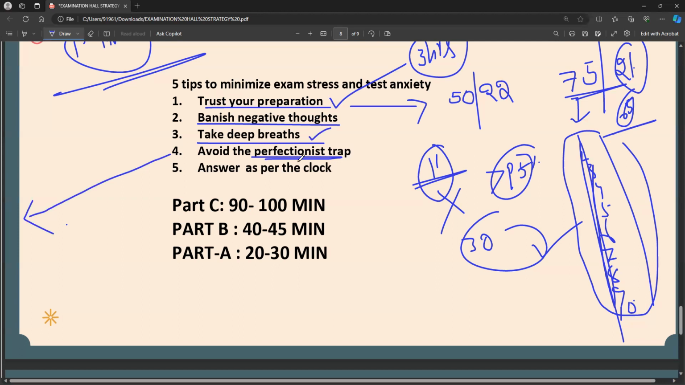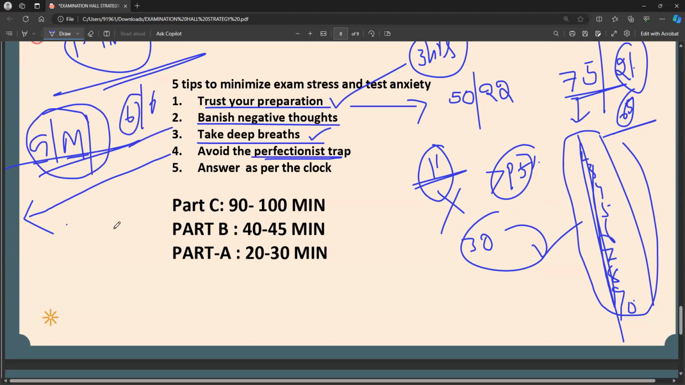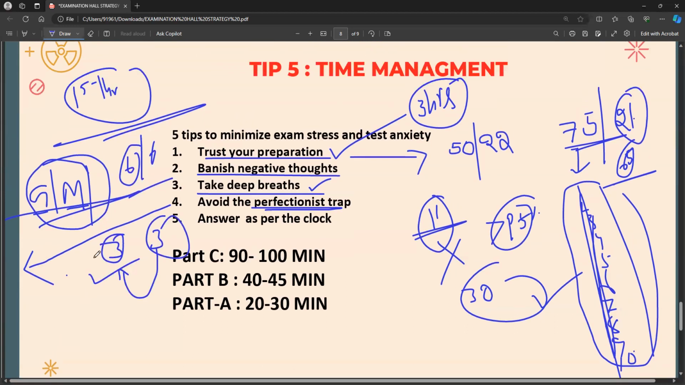What is that perfection? If a student is extremely good in genetics, or extremely good in molecular biology, they think that I know every question in genetics, I know every question in molecular biology. So to prove their perfection, they will try to answer every single question from genetics and molecular biology. For example, if 6 questions were given, you have answered 6 questions. But mostly only 3 questions will be correct, 3 will be wrong. So the negative marks cancel what you gained. Then what is the use of that?